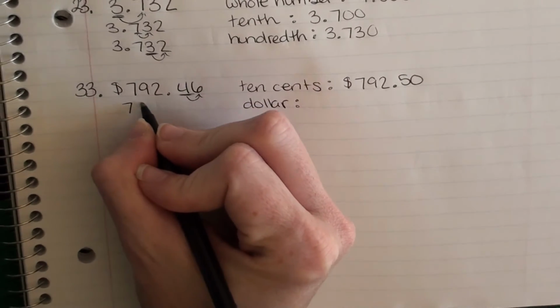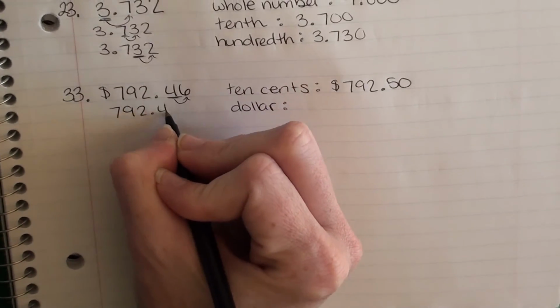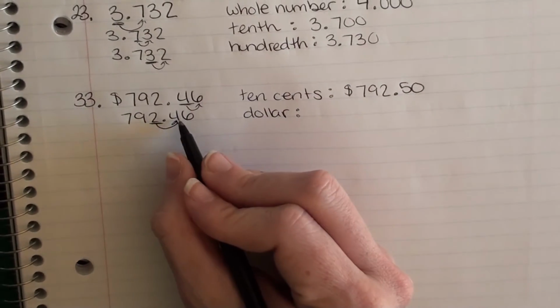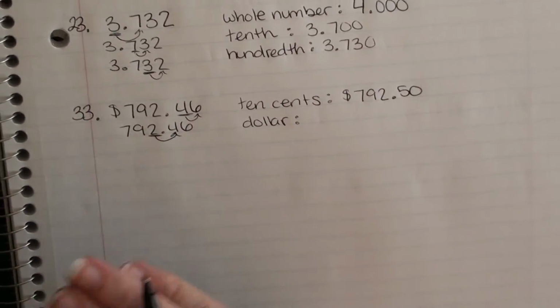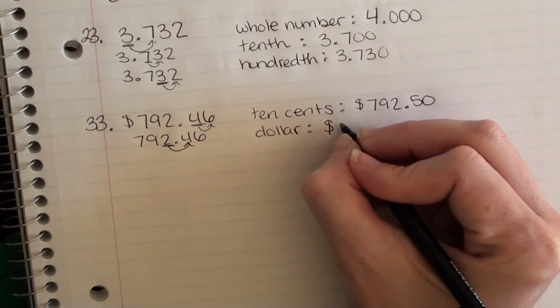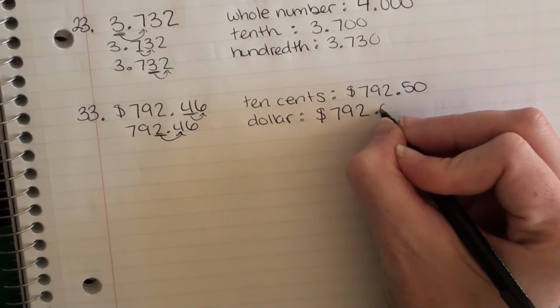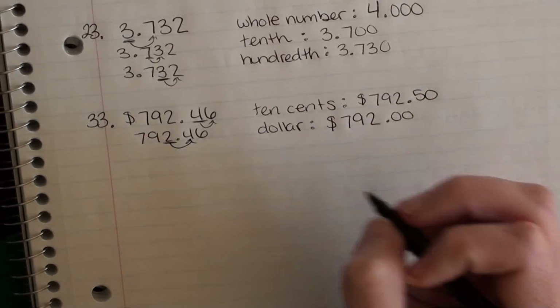The nearest dollar, which would be the ones place. I look next door. Is it 5 or more? No, so we let it rest. So it's going to be $792. If you would like to put 0.00, you may.